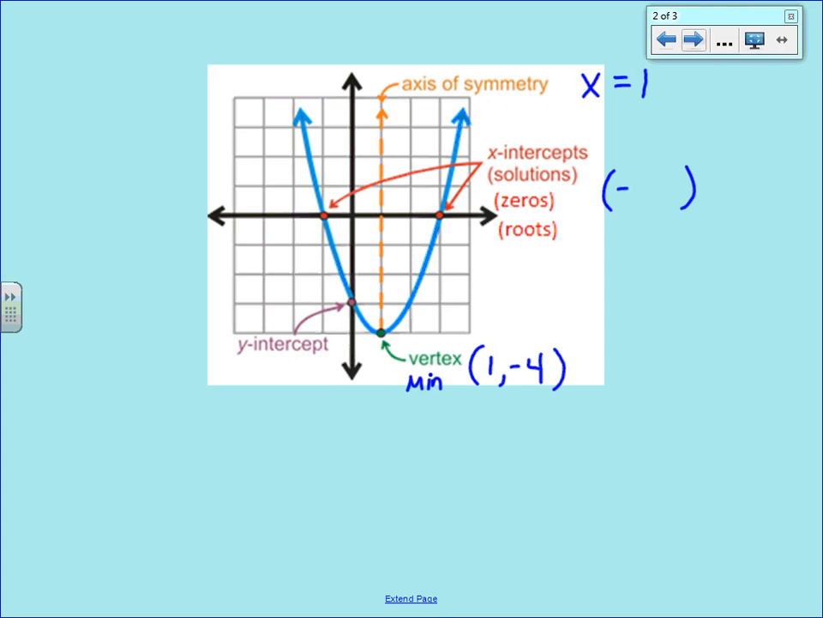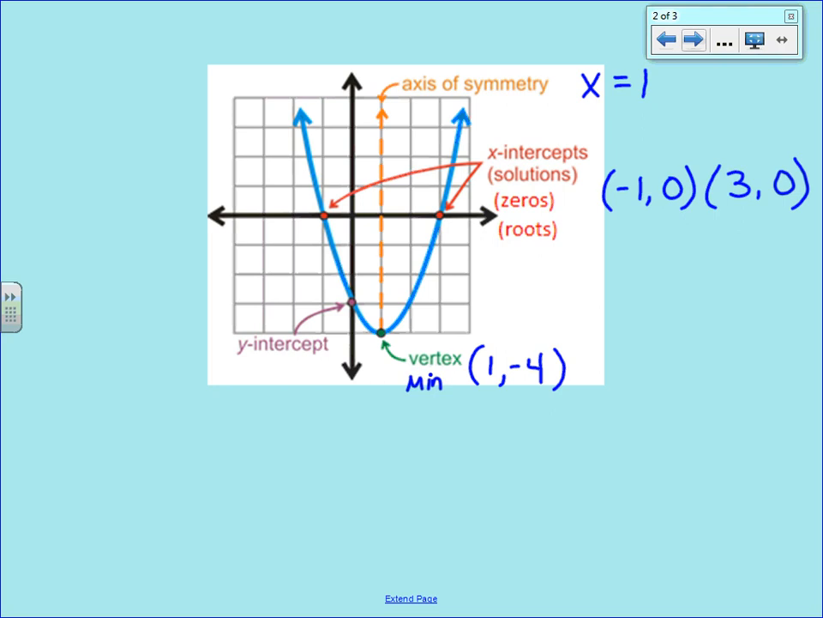The -1 over there looks like it's -1, 0. And then the other root in the positive direction is 3, 0. And if we would have the equation for that parabola, you could actually solve for that by doing our factoring and our zero product property like we've been looking at.